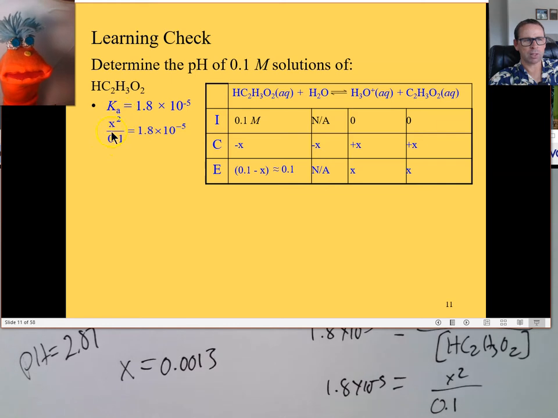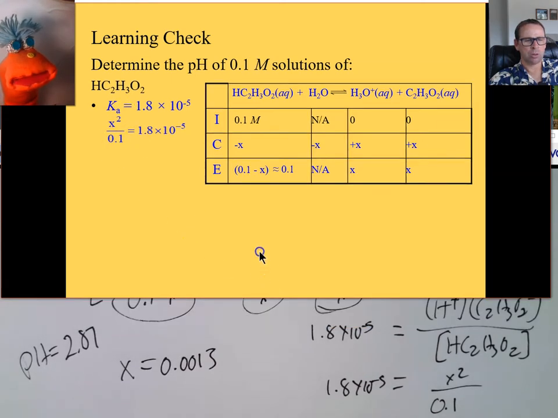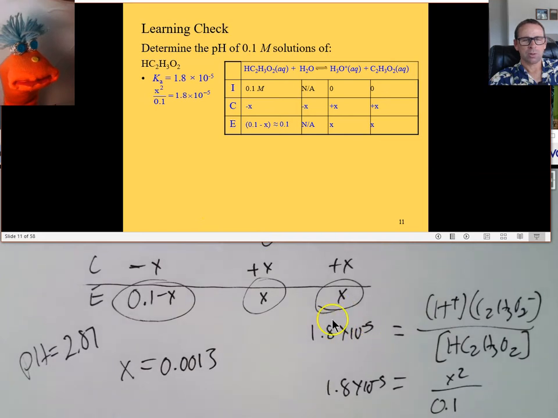Now, why did we put X squared over 0.1? That's a good question. Well, remember, the Ka for this reaction is 1.8 times 10 to the minus 5. It equals the equilibrium expression, which is the concentration of products over the reactants. And the concentration of products at equilibrium were X and X, and the concentration of the reactants at equilibrium we decided was going to be 0.1. Okay, so that's where that came from. Very good.